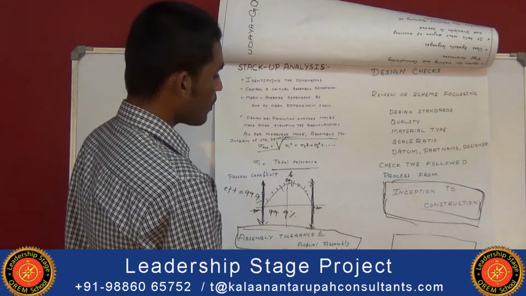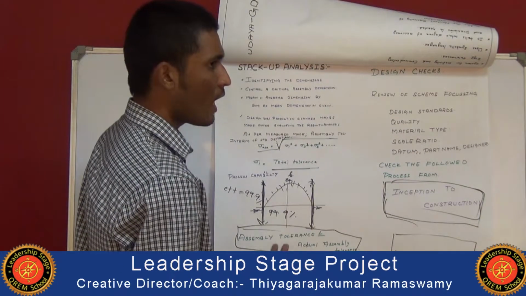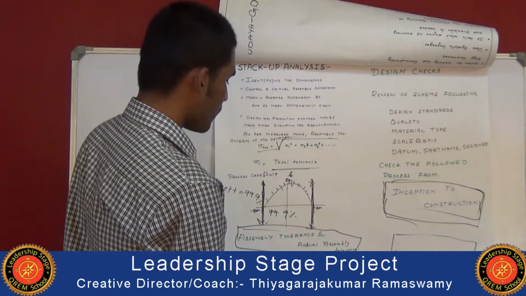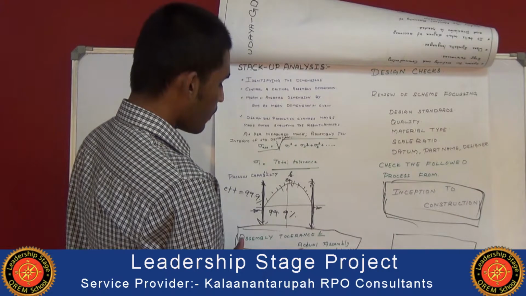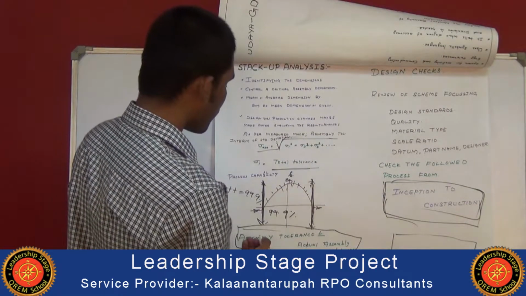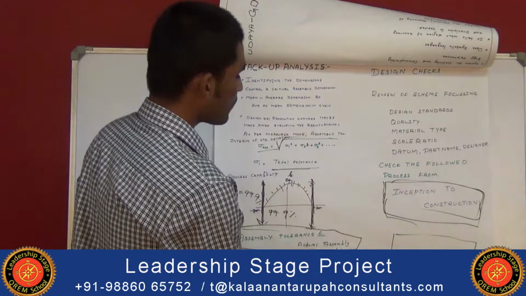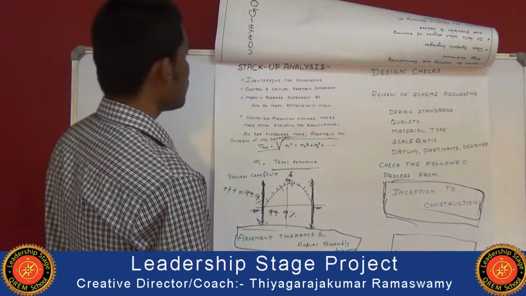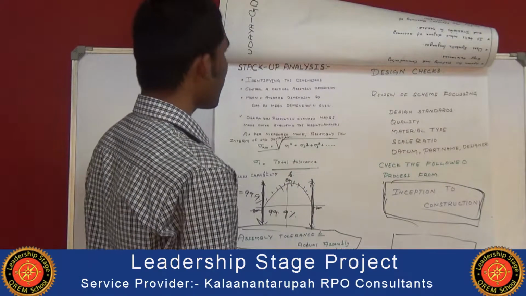The assembly tolerance is greater than or equal to the actual assembly tolerance. The design should be reliable as well as of good quality, and in the sense of reliability, we are assuming that the assembly tolerance is greater than or equal to the actual assembly tolerance. This is a small introduction to stack-up analysis.